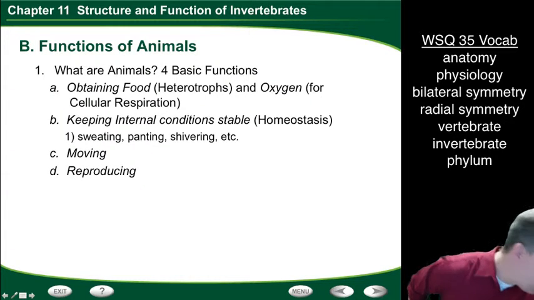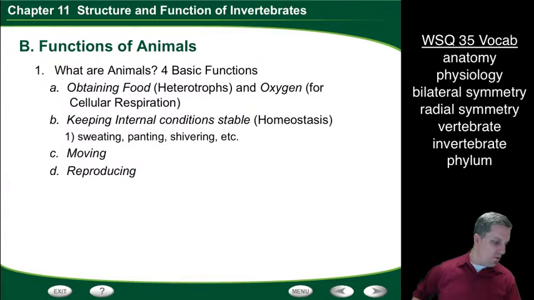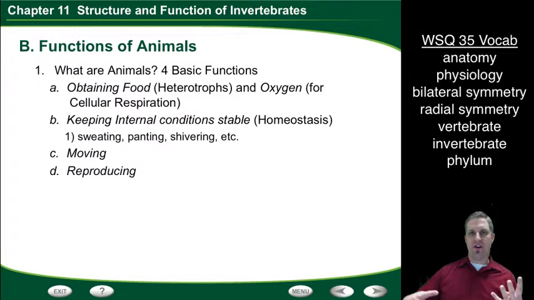Now, when we talk about animals, what do we mean? Animals really have four functions that we can use to help identify what an animal is. Number one, animals are heterotrophs. We know what that is from experience in my class. If you don't know what a heterotroph is yet, here you go. That means they obtain their food by eating it. Animals all need oxygen.